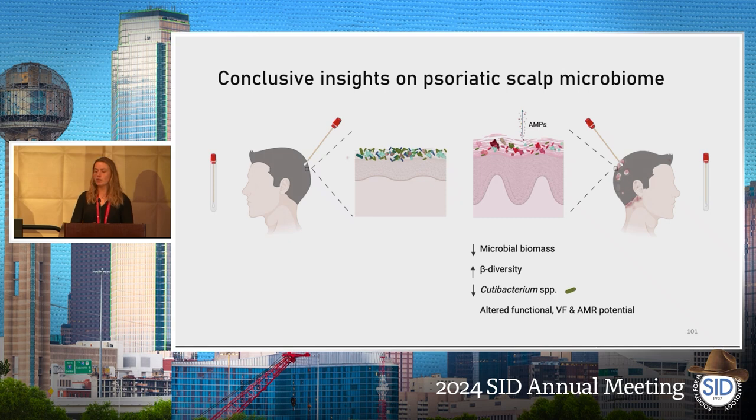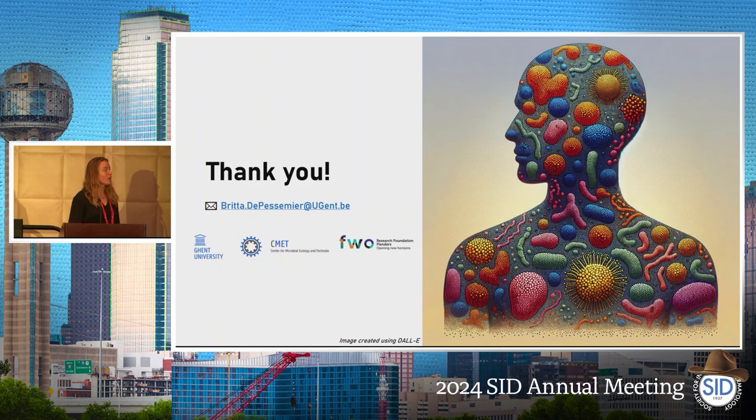So in conclusion, we found that psoriasis lesions on the scalp contained a lower microbial biomass with a more dissimilar microbial community, and this involves fewer commensal species and an altered functional and virulence potential, suggesting that the microbial community plays an important role in psoriasis capitis and generating new hypotheses to test. And with this, I would like to end my presentation.